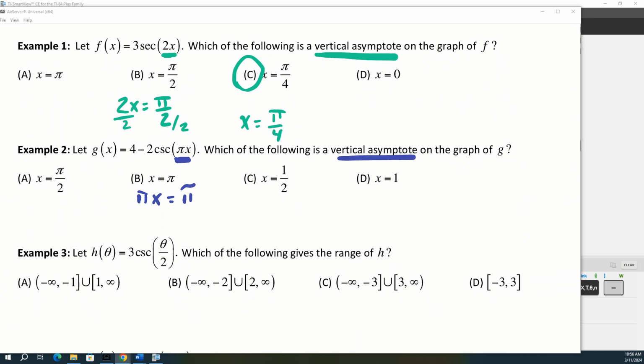What happens when you solve this for x? You get 1, which is the answer choice.